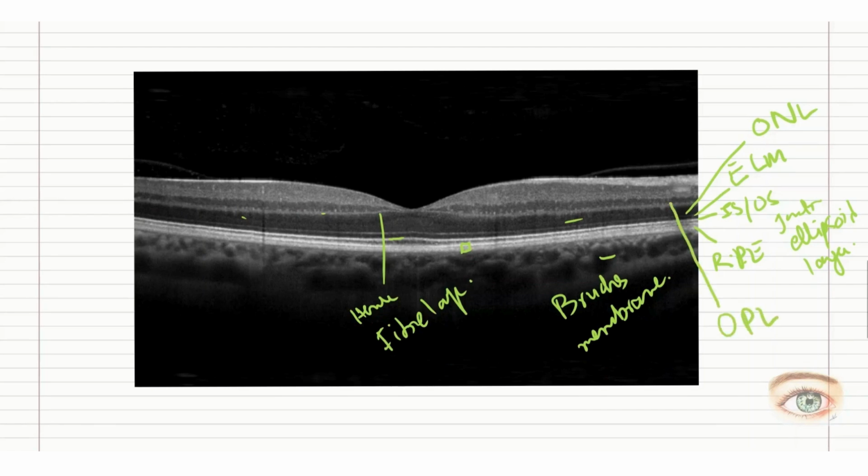This is the outer plexiform layer where the rods and cones are going to synapse with the bipolar cells, right? Also with the horizontal cells. So this is a very thin line because this is only going to make a plexus, right? And this layer is the inner nuclear layer where all the cell bodies of bipolar cells, amacrine cells, horizontal cells, and also of Müller cells lie, right?